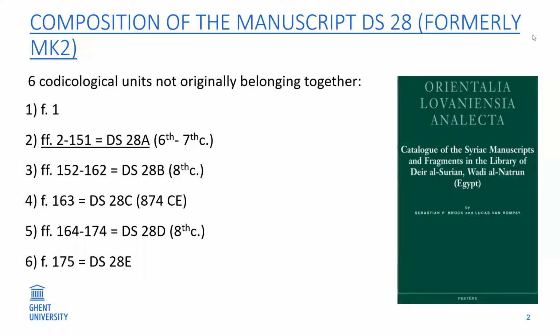Manuscript Dayr al-Suryan 28, number 2 in Murad Kamil's catalog, is a composite manuscript made of 6 codicological units that did not originally belong together. The first one is a single folio. They are called A, B, C, etc. in the catalog, of course. So the second one is our focus today and dates to the 6th or 7th century. Then we have manuscript B to the 8th century, C to the 8th century, D to the 8th century, and finally manuscript E. What do they contain?